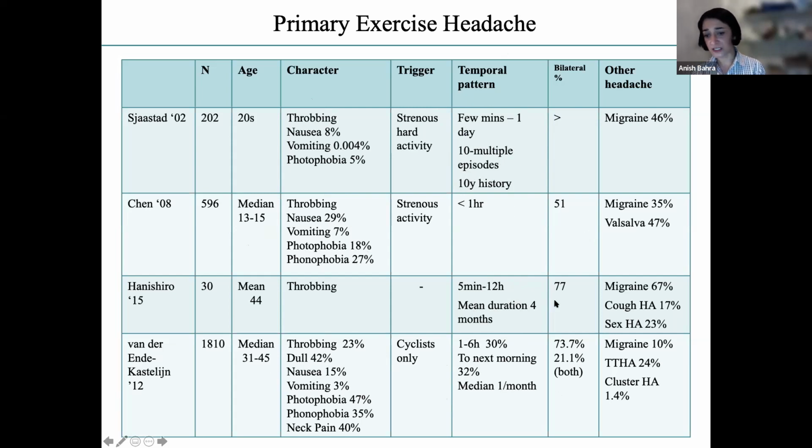Again, laterality, not particularly helpful, tend to be bilateral, but can be unilateral. But what is interesting is the comorbid other primary headaches. So if you look at migraine, this is higher than the population prevalence of migraine. If you look at sexual headache, cough headache, Valsalva headache, these tend to often occur together in the same individual.